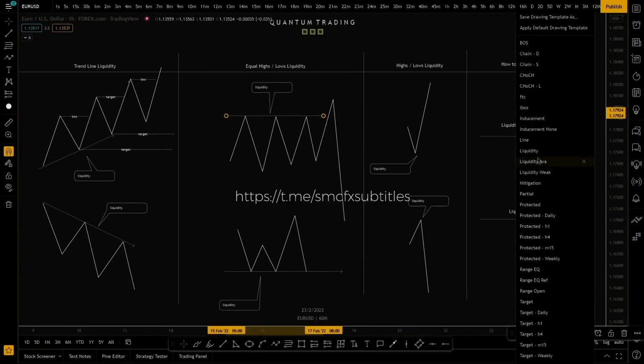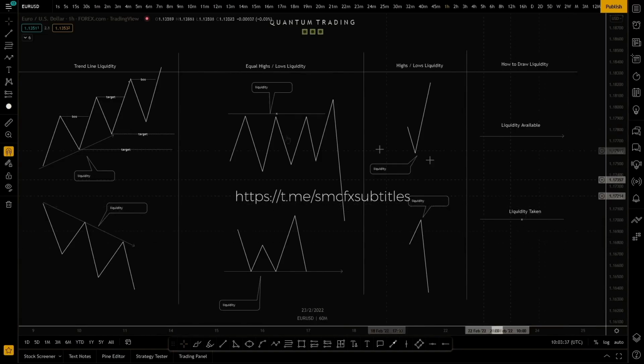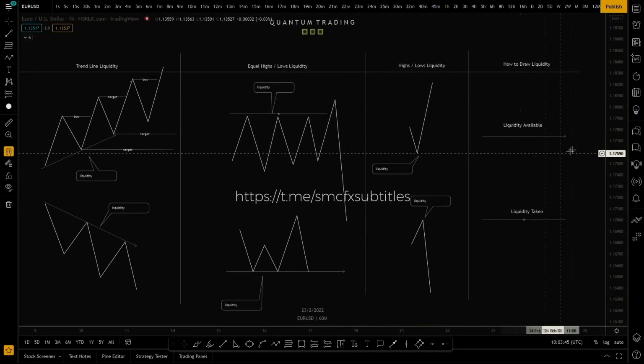So this is where now I would change this to use this trend line one, because we can see now that we have taken the liquidity above the highs. There is no longer liquidity above these highs, so that is when we change it to this one. So we understand that when the liquidity is still available, we will use this one here, and when the liquidity has been taken, this is when we will use this liquidity taken.